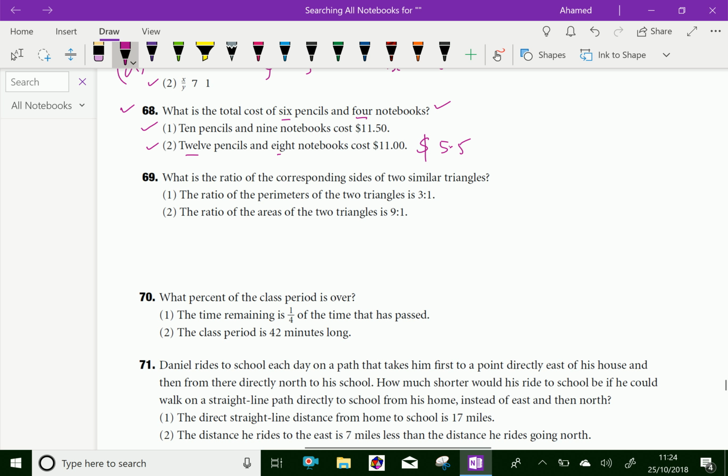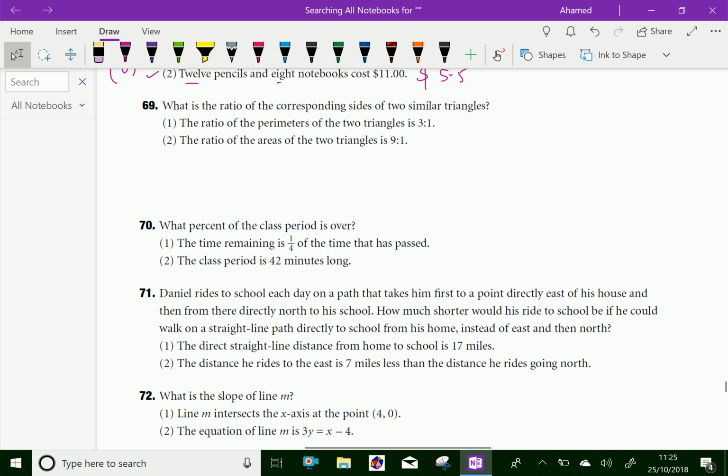So statement 2 itself is enough to solve the problem. That is, here statement 1 is not enough to solve, but statement 2 itself is enough to solve this problem. So it is option B.